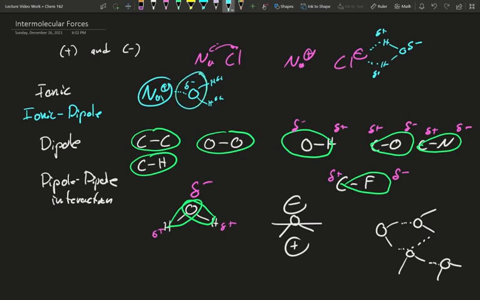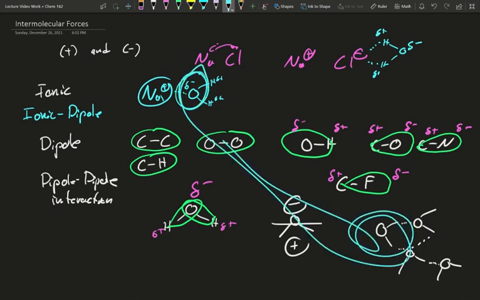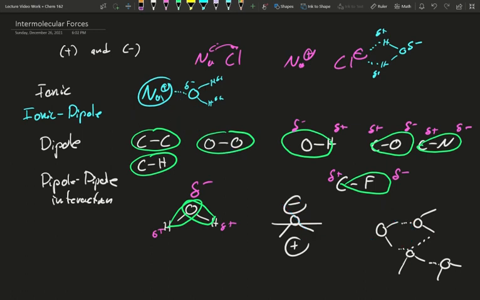Our negative oxygen is the same as it was for the other waters, but that positive sodium is a full positive charge. The greater the charges, the greater the attraction. This is part of why sodium salts are so soluble in water. There's a very good attraction between a fully positive sodium and a water's oxygen. And so ionic attractions are just full charges.